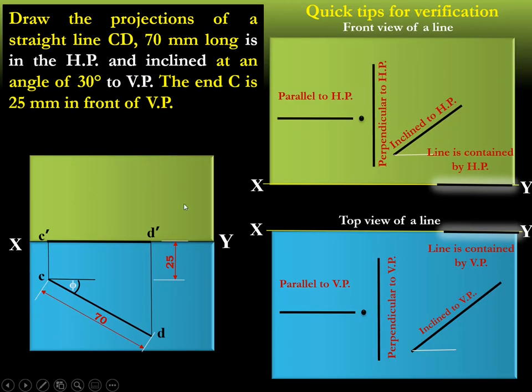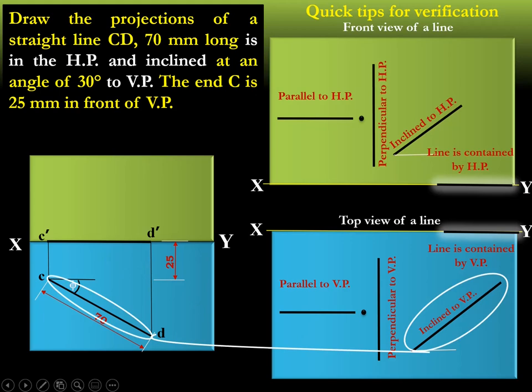Now we shall verify the final solution using quick tips. Whenever the reference plane is horizontal plane, the corresponding projection will be obtained above the XY line or on the XY line. Similarly, whenever the reference plane is vertical plane, the corresponding projection will be obtained below the XY line or on the XY line. It is given that the line CD is inclined at an angle of 30 degrees to vertical plane. Therefore, the corresponding projection will be obtained below the XY line and it will also be inclined to XY line.